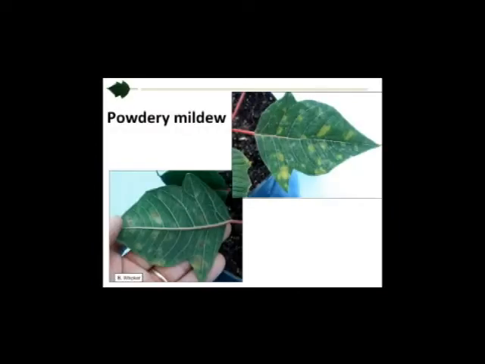Forward, please. And this is what powdery mildew looks like on leaves. You tend to see it on the top side as well as the bottom side. It looks like powdered sugar on the foliage, and if you turn the leaf over, you tend to see a white sporulation. In the beginning stages, you will see a yellowing, a discoloration as well.